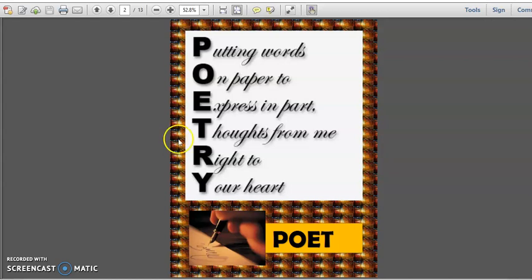To start with, poetry is putting words on paper to express thoughts from me right to your heart. Poetry is a kind of artistic writing that moves the reader's imagination or emotions. The person who writes poetry is called a poet. The sentences in a poem are not called sentences, they're called verses.